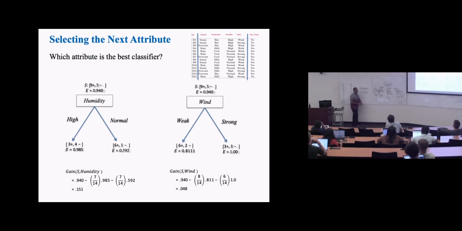Building the tree. Yes? So then what gets put in the next box, you just recalculate all the entropies and figure out what's the next highest gain? Yeah. And keep doing that until you have a leaf node, like a decision, so 100%. Your entropy is 0.